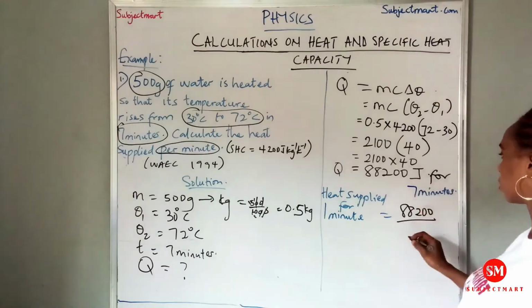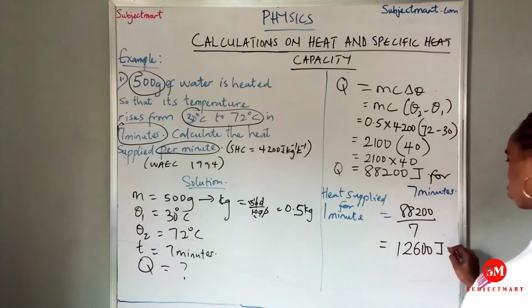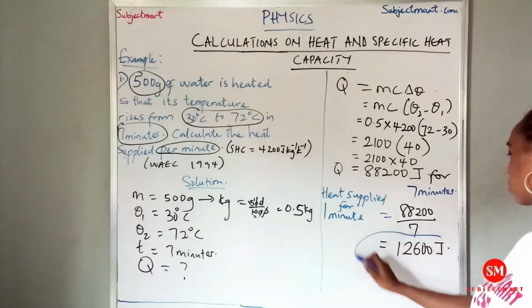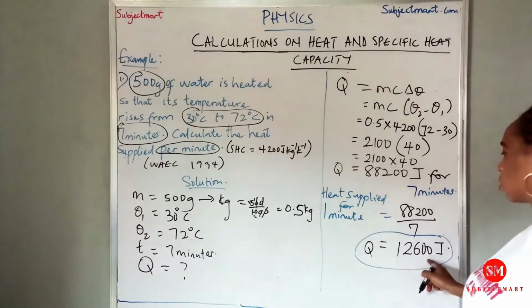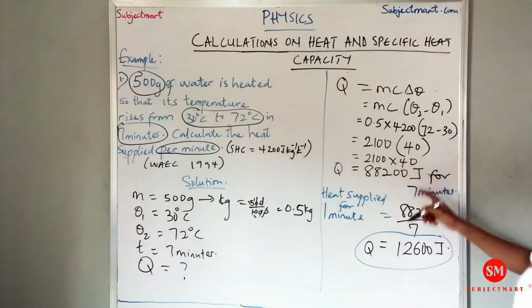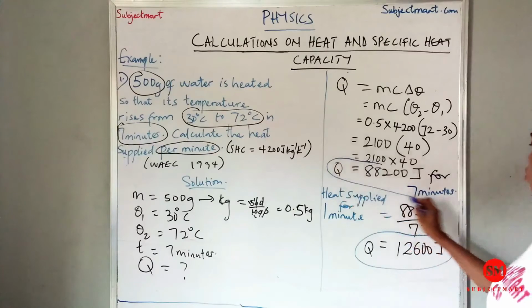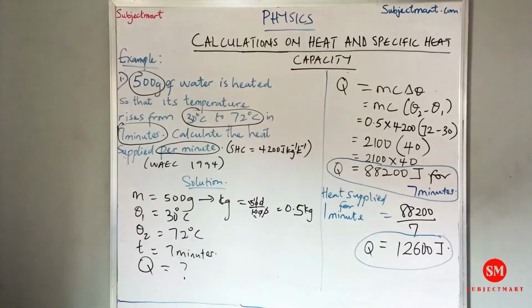88,200 divided by 7 will give me 12,600 joules. So this is the amount of heat supplied per minute. So for 1 minute, 12,600 joules of heat was supplied, and then for 7 minutes, 88,200 joules of heat was supplied. I want to believe that this particular question is well understood, and then case 1 also is very, very clear now.